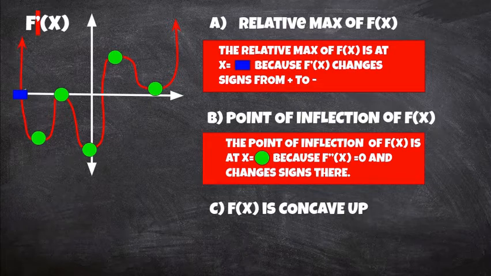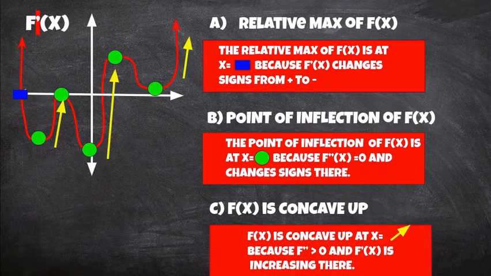To determine concavity, you need to look at f prime and f double prime. For it to be concave up, f prime has to be increasing and f double prime has to be greater than 0. If you look at the graph on the left, all of the yellow arrows show where it is concave up. F of x is concave up at x equals the x-coordinates of the yellow arrows because f double prime is greater than 0 and f prime is increasing there.